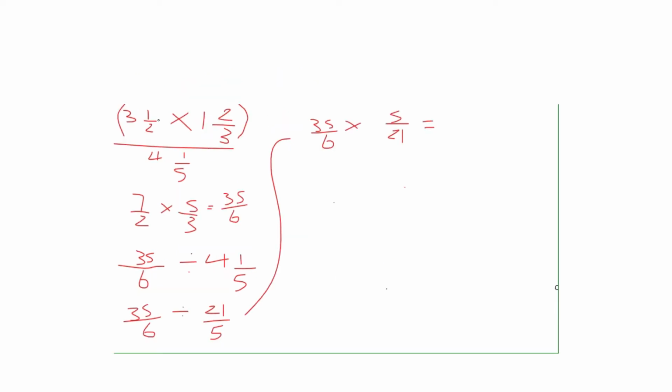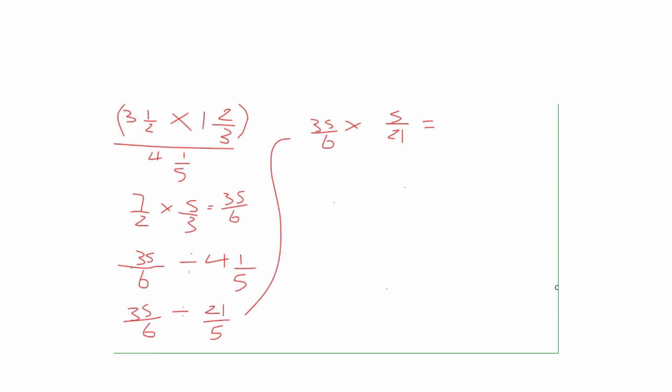Okay, so this is the next question. What we do first, we change the top to improper fractions. So we have 3 times 2 is 6 plus 1 is 7 over 2, times 3 times 1 is 3 plus 2 is 5 over 3. And then we multiply straight across because there is nothing that can be cancelled. So we say 7 times 5 is 35 and 3 times 2 is 6.